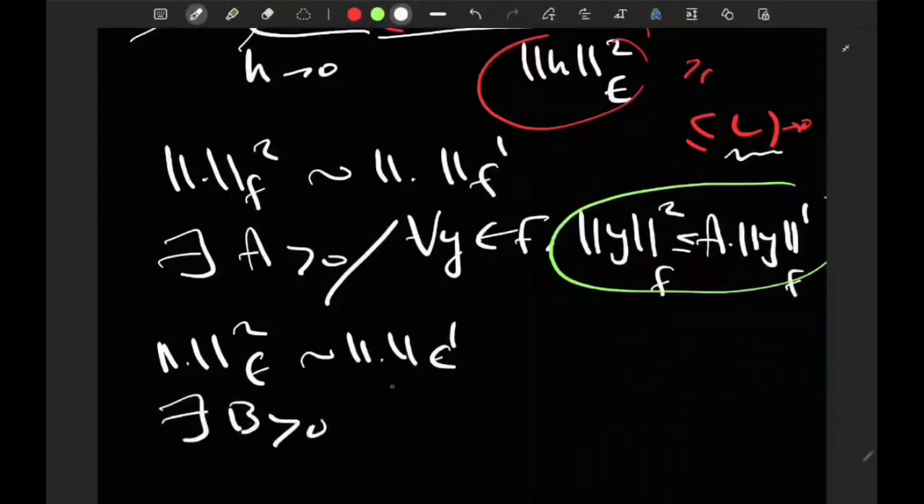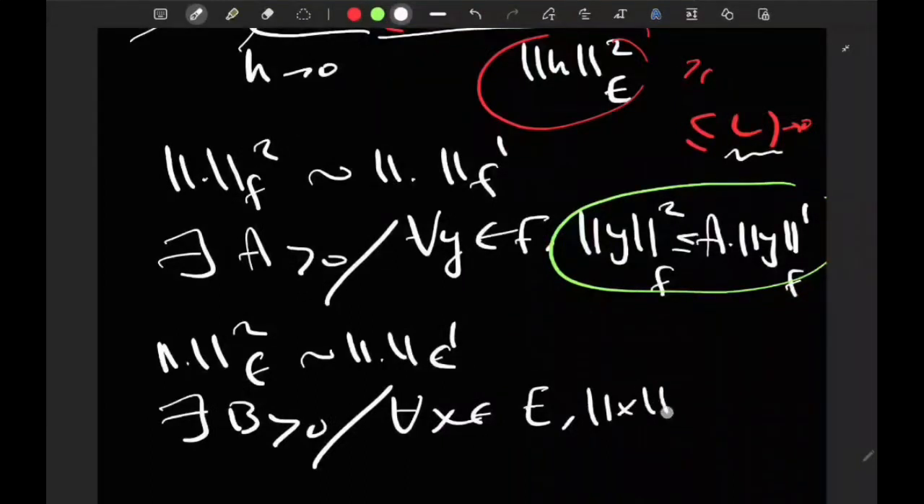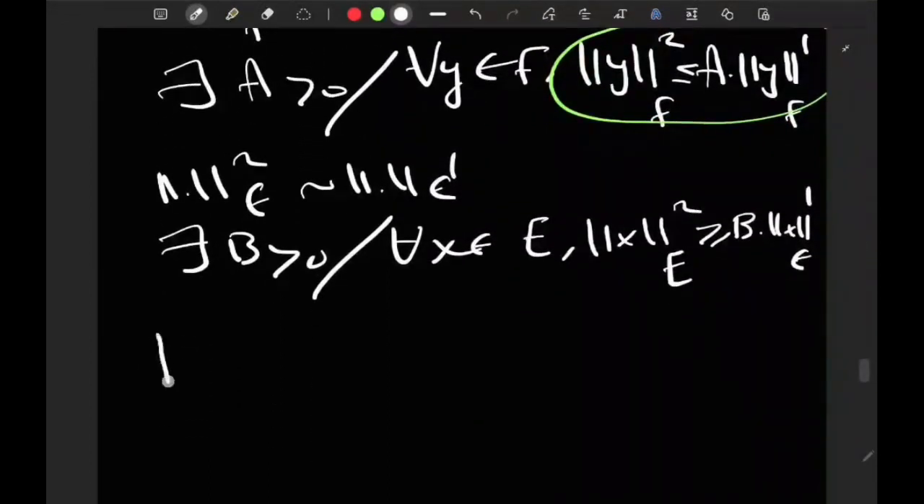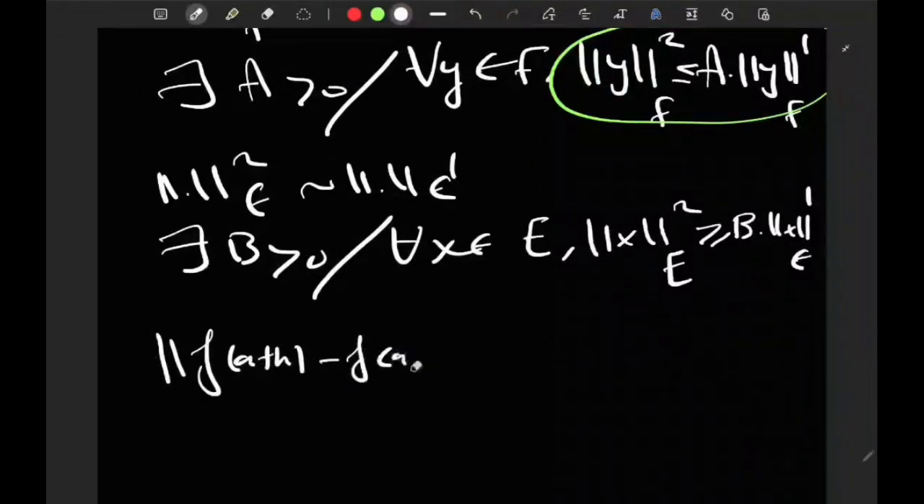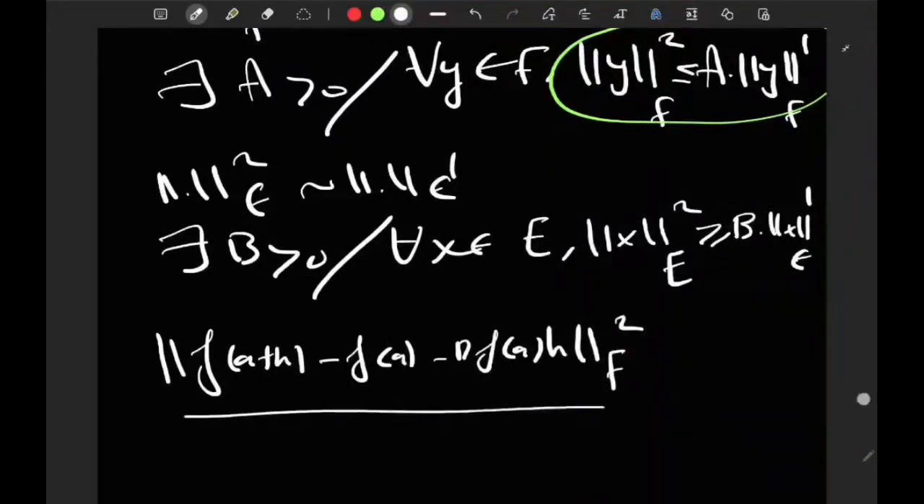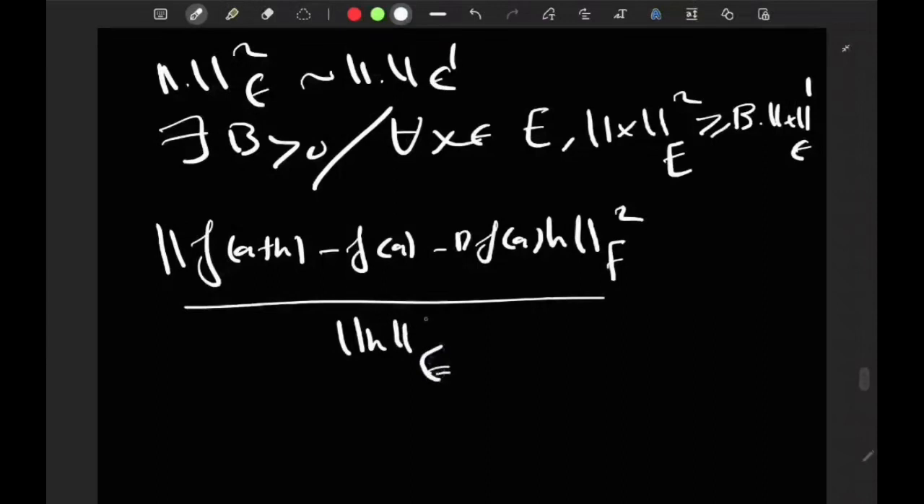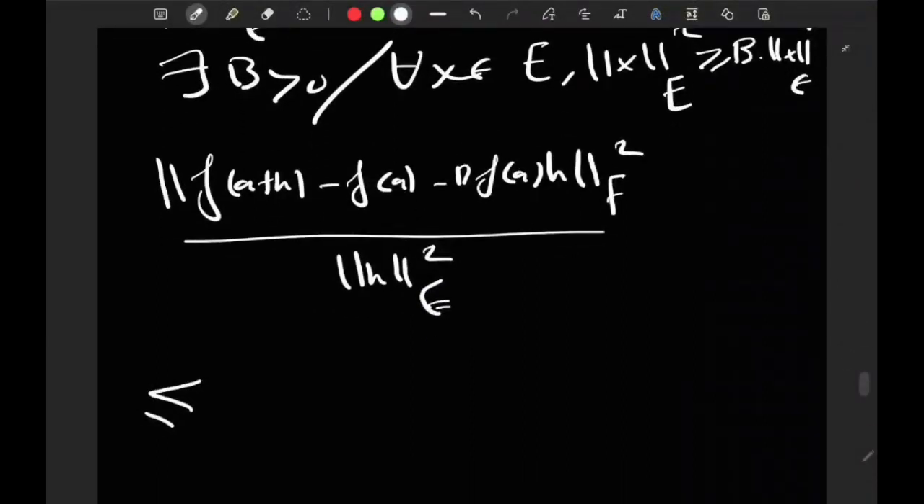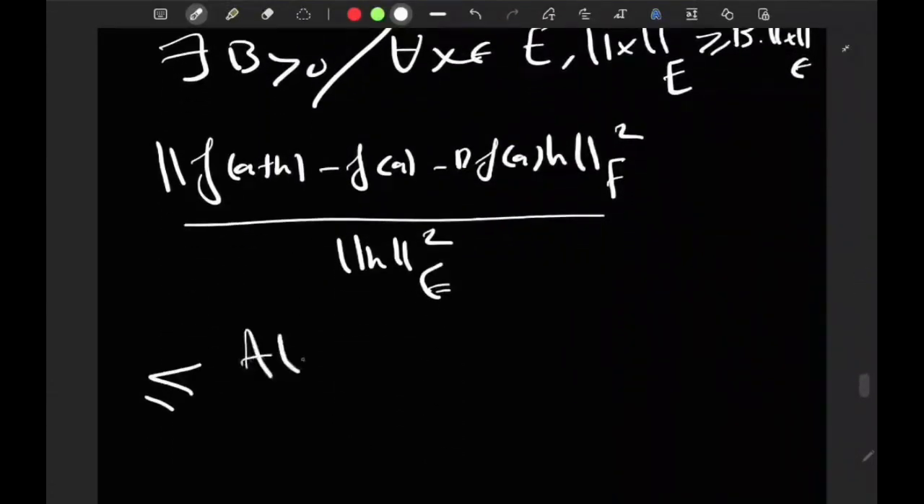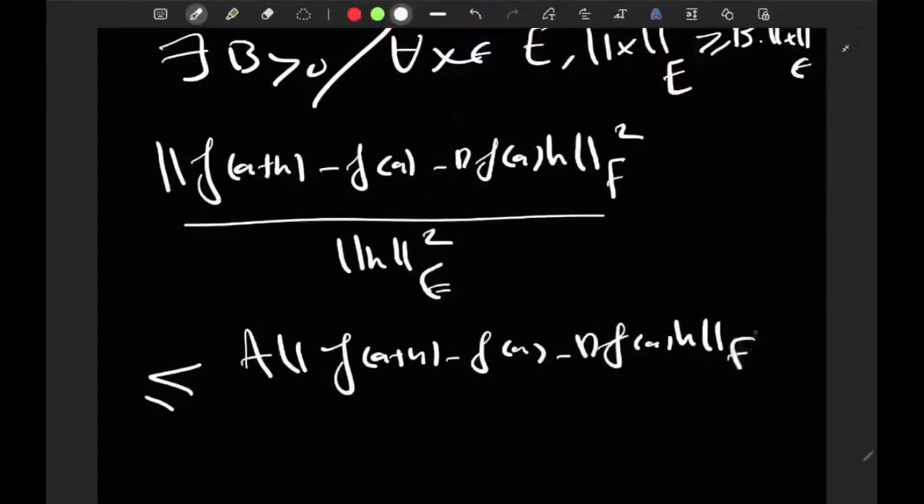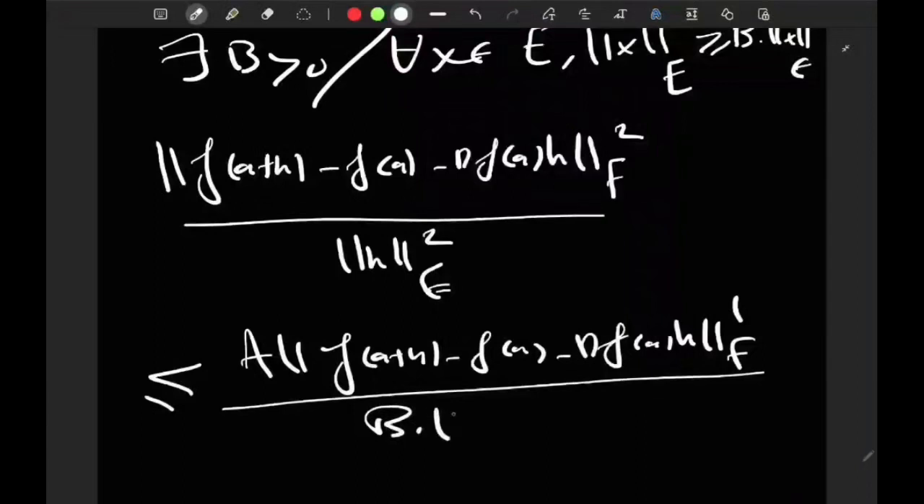So there exists some B positive such that for all x in E, the norm of x in E2 is bigger than or equal to B times the norm of x in E1. And that's what allows me to say that this fraction, the norm of f of a plus h minus f of a minus df of a h in F2 divided by the norm of h in E2, is less than or equal to the first bound, a times the norm of f of a plus h minus f of a minus df of a h in F1 divided by B times the norm of h in E1.